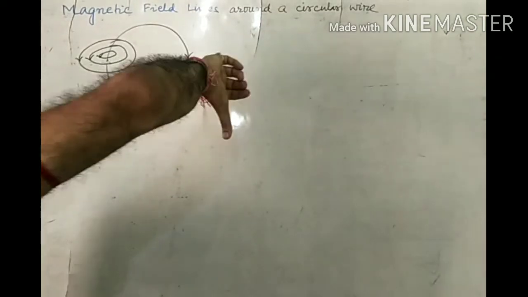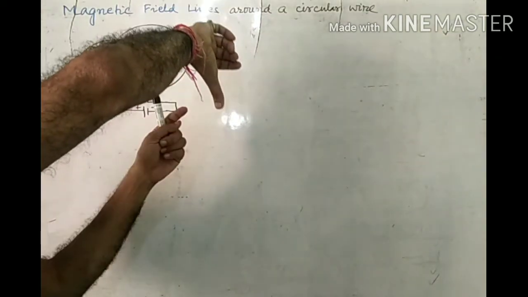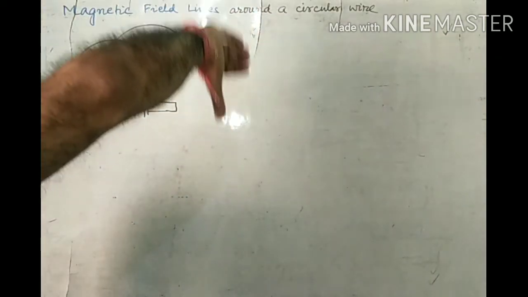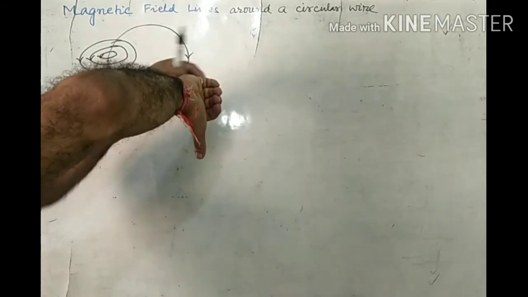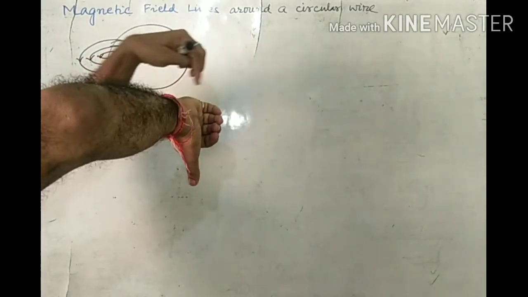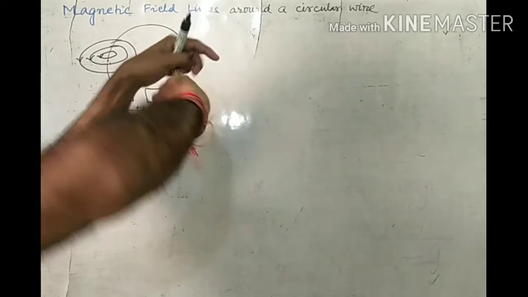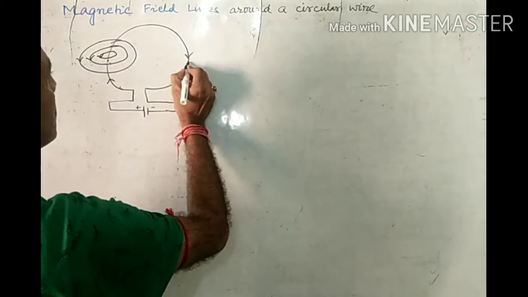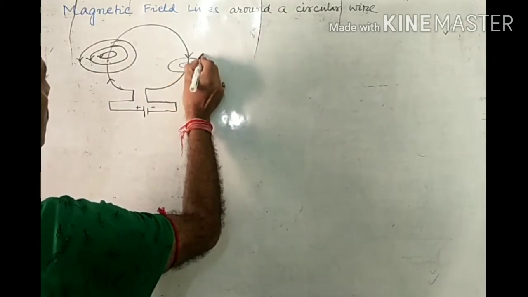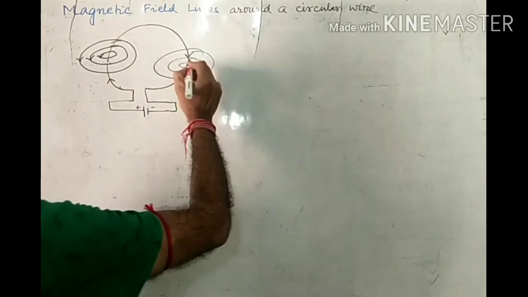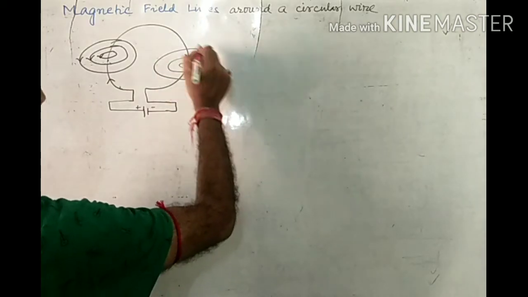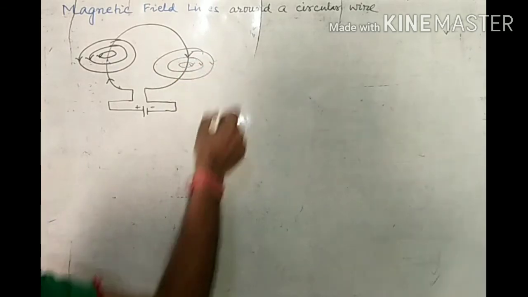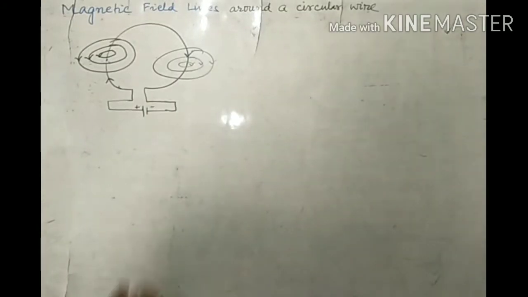What will happen here? Here the current is going downward. So raise your thumb in the direction of the current and fold the rest of the fingers. The curl of the rest of the fingers gives the direction of the magnetic field. So at this point, the direction of the magnetic field line is clockwise.